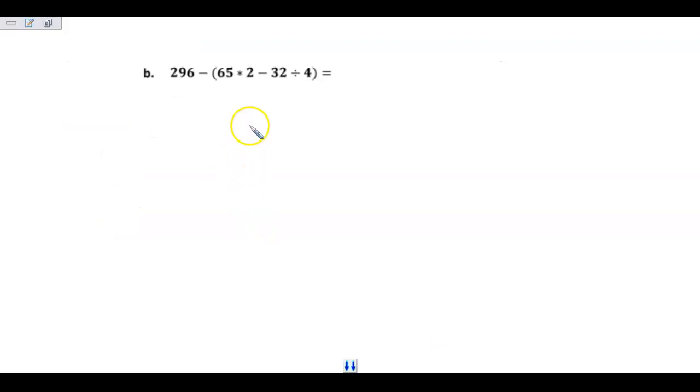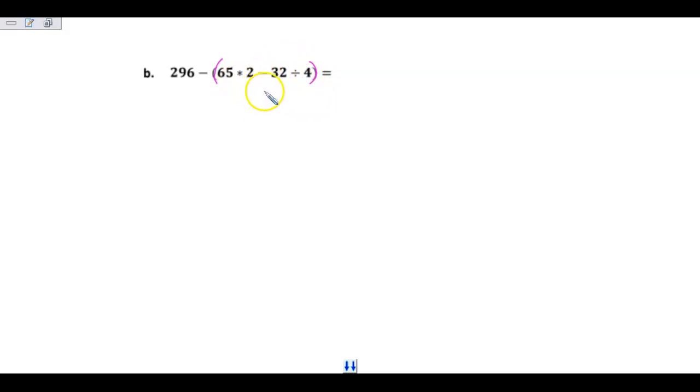This is an example like what I was telling you, that there's going to be several operations possibly inside these grouping symbols, and that we're going to follow those order of operations rules just like we would if there were no parentheses. So we're going to focus on everything between here and here first. So we have 65 times 2 minus 32 divided by 4. And what I also see is I have multiplication and division separated by a subtraction sign.